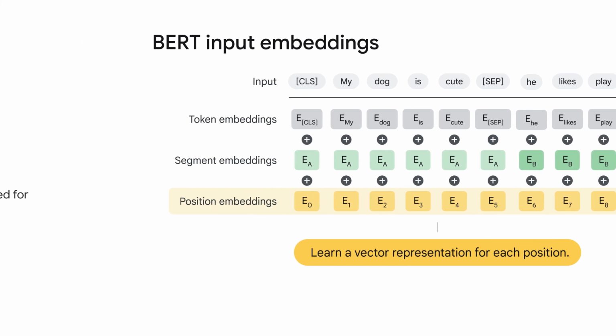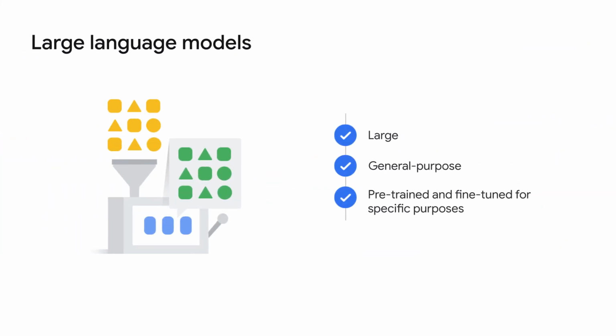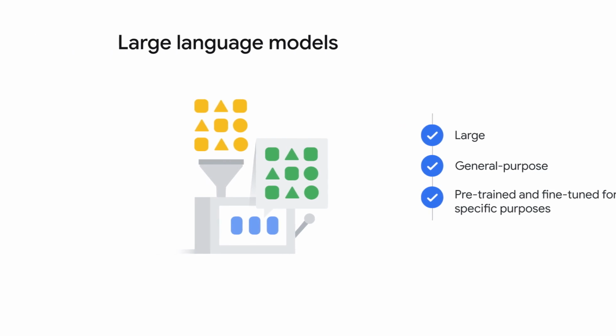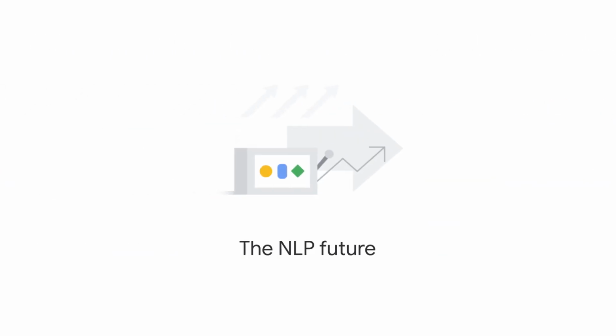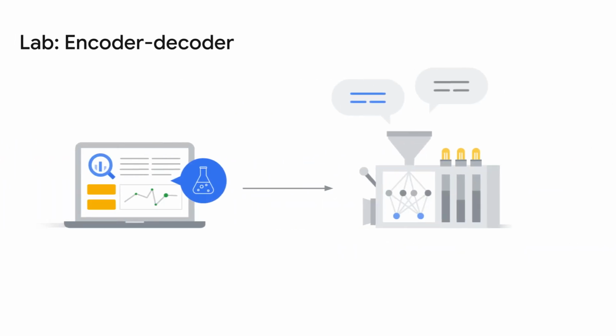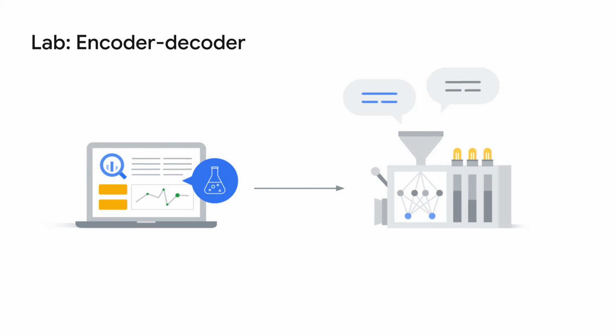After learning different advanced NLP models and architectures, you are introduced to large language models, which are general-purpose language models that can be pre-trained and then fine-tuned for specific purposes. Benefiting from pre-trained and fine-tuned large language models for downstream tasks might be the future of NLP. In the end, you had a hands-on lab to create a translation function by using encoder-decoder network.